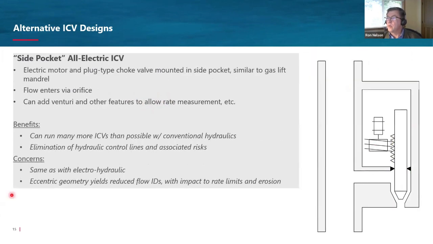Another one that's out there is what we refer to as a side pocket, all electric ICV. I think there's several companies that offer this type of technology. Basically what you have is a plug type choke that's attached to a little motor here. As the motor spins, it raises and lowers the choke stem, and the flow comes in through the side pocket, past this choke, and then into the main tubing string. If you want to, you can actually put gauges in here, because this is like a venturi of a sort, and you can use this to allocate volume and even production type at each ICV, which is pretty slick.